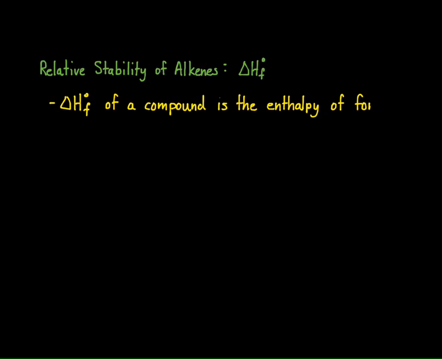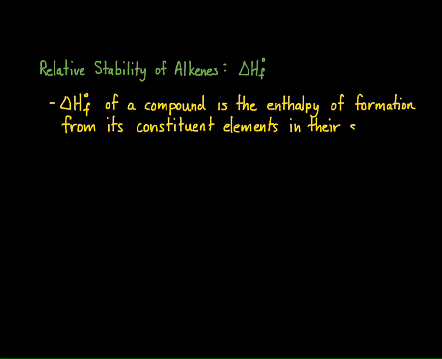Let's now examine the relative stability of alkenes, and we're going to do this by looking at the delta H of formation of each alkene. So recall the delta H F of a compound is the enthalpy of formation from its constituent elements in their standard state. So the standard state is 25 degrees Celsius and 1 atmosphere.